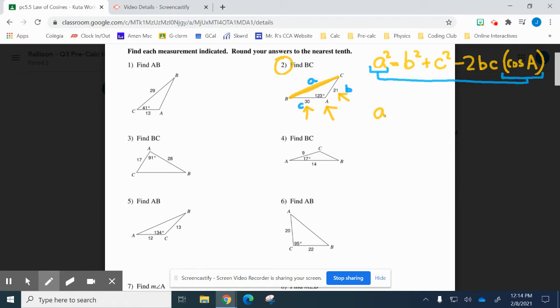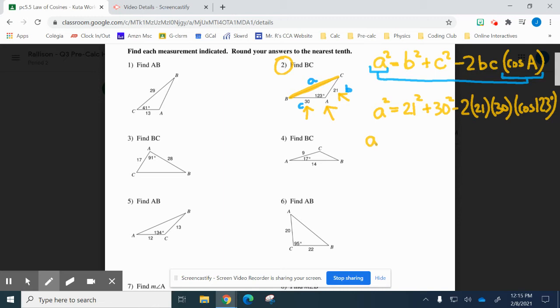So I'm going to say A squared equals, and then I've got B, that's 21 squared, plus C, that's 30 squared, minus 2 times 21 times 30 times the cosine of the angle that we have there, right? Cosine of 123 degrees. Now, if you're very calculator proficient, you can do this all in one fell swoop. And if you are not, then you would be well advised to do it piece by piece.